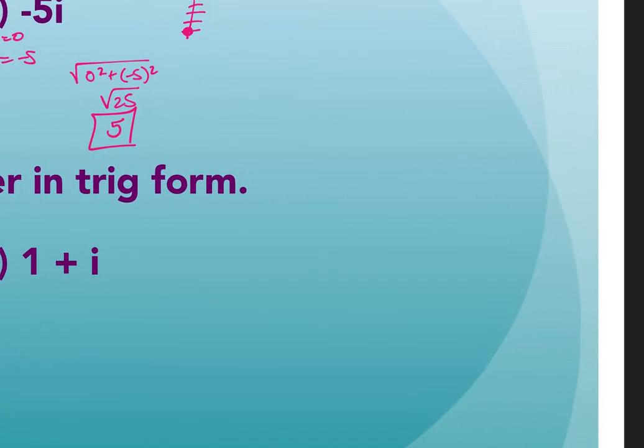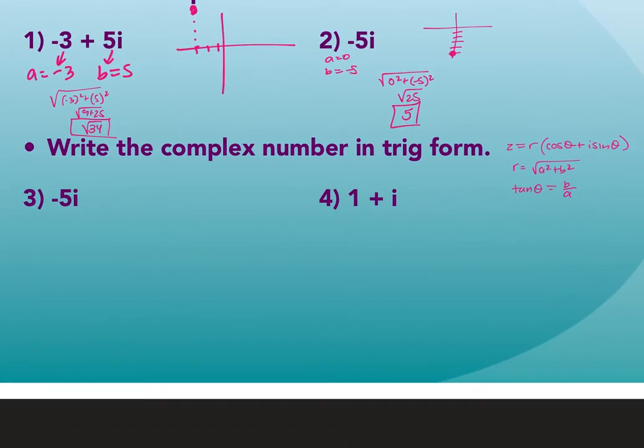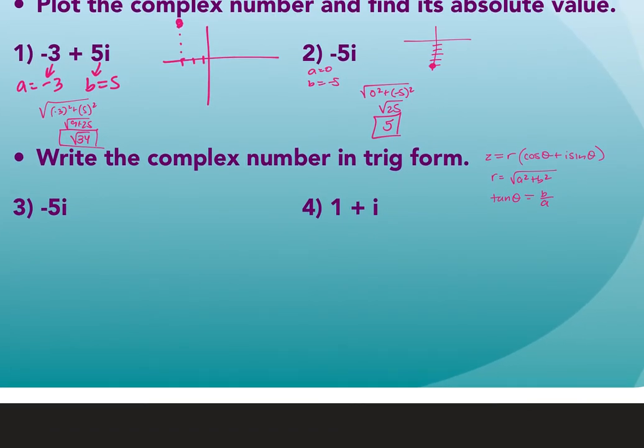All right, and then 3 and 4, we'll write the complex number in trig form. So remember that z equals r times the cosine of theta plus i times the sine of theta. To get r, it's the square root of a squared plus b squared, and to get theta, we do tan of theta equals b over a, and then locate it on our unit circle. So if I have that 0, -5, I already know r because I got it already from number 2, would be 5. And then a was 0 and b is -5.